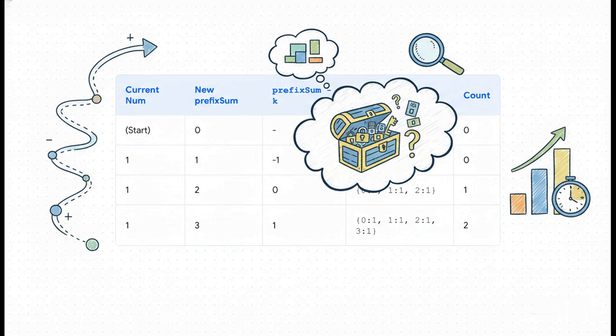First number is 1. Our new running sum is 1. We ask, what's prefix sum minus k? That's 1 minus 2, which is -1. Is -1 in our map? Nope. So we just record our current sum of 1 in the map.